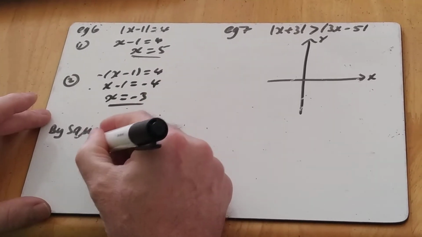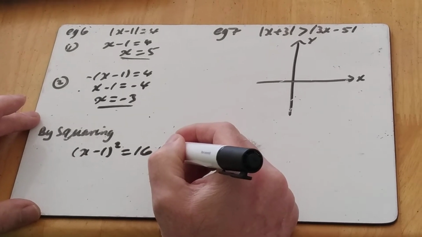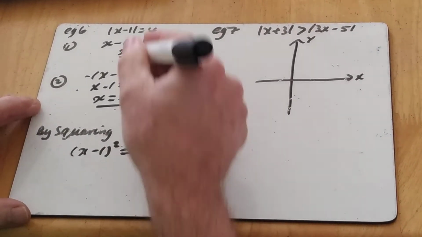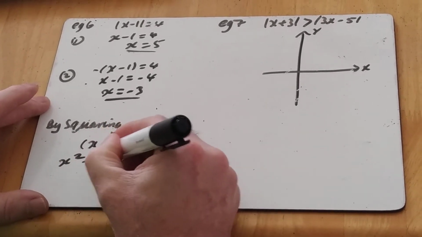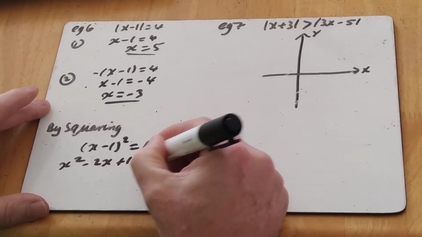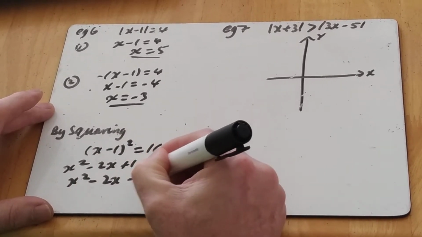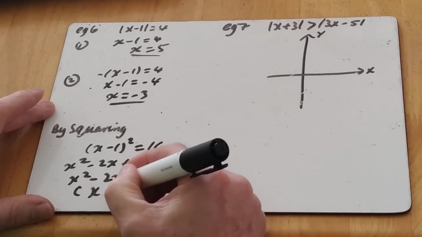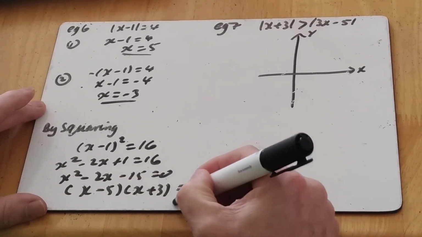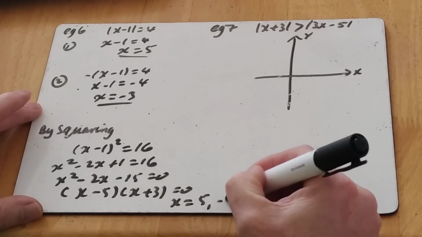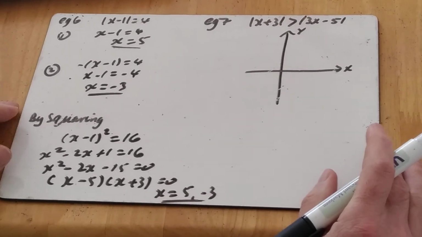If I squared everything, I'd have x minus 1 all squared equals 16. I could square root it, but I'm back to where I started. What they want me to do in this case is multiply it out. x squared minus 2x plus 1 equals 16. And take the 16 across to get x squared minus 2x minus 15 equals 0. x minus 5, x plus 3 is nothing. And guess what? x equals 5 or minus 3. Just as I had before.